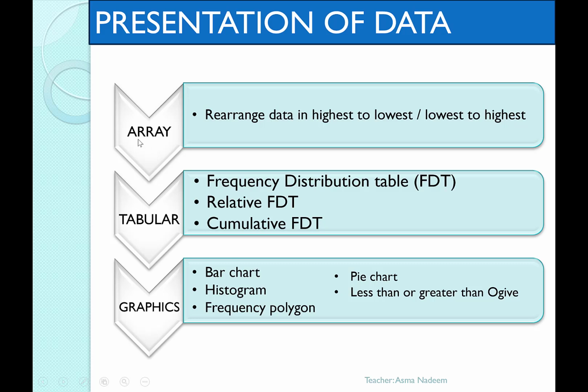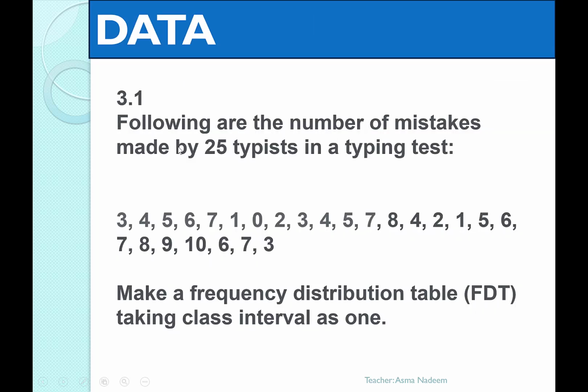So if we talk about array form of presenting data, it is very simple. For example, this is the data: 3, 4, 5, 6, 7, 1, 0. These numbers are the data, and these numbers are the number of mistakes made by 25 typists in a typing test. So this is the raw data, it is unprocessed data, it is ungrouped data.